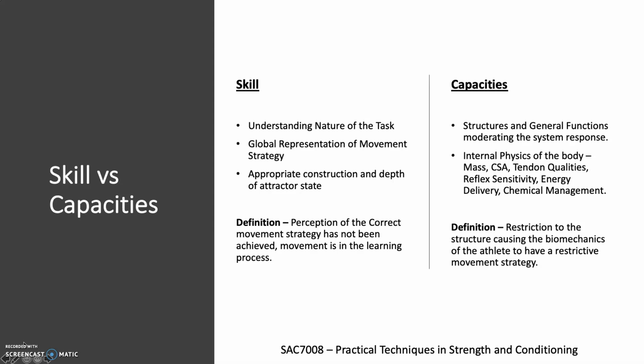Definition of a skill: perception that the correct movement strategy is not being achieved. Movement is in the learning process. Definition of a capacity: restriction to the structure causing the biomechanics of the athlete to have a restricted movement strategy.